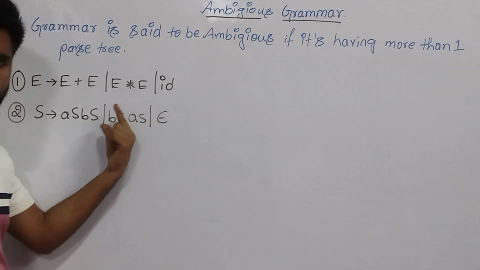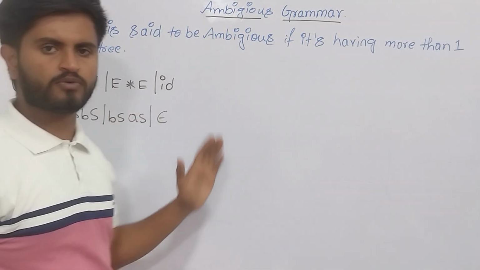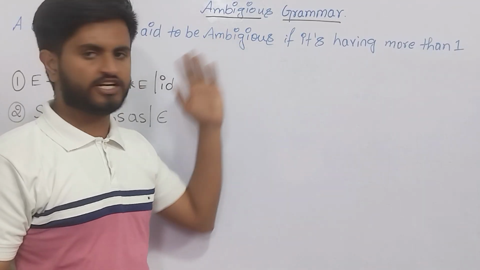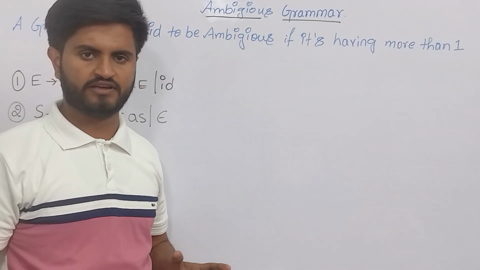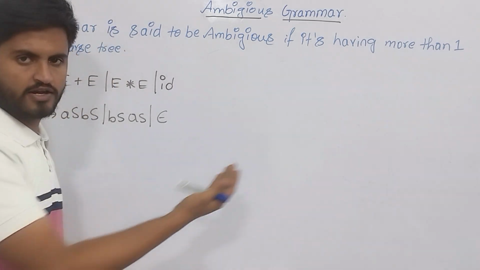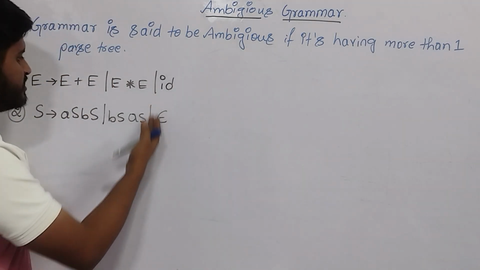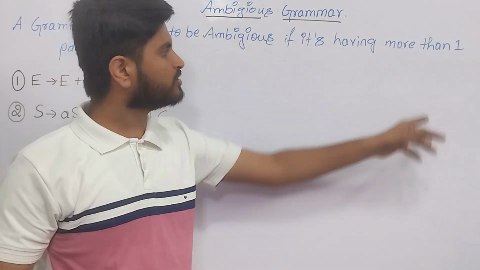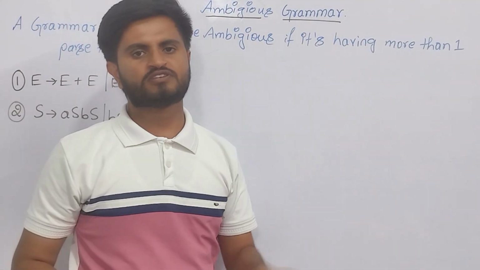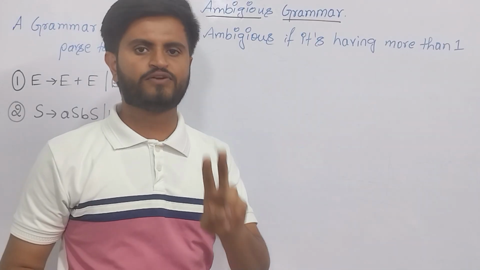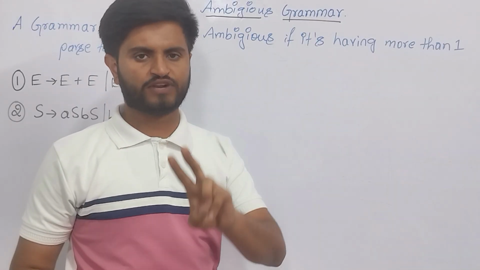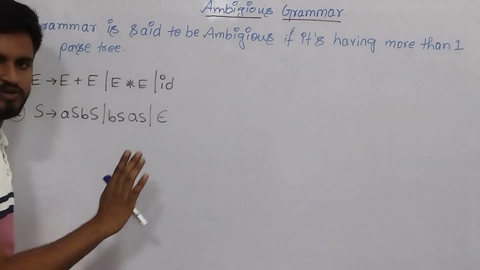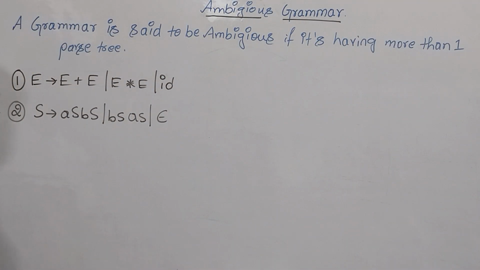So here we have two problems. If you solve these two problems completely, you will be ready to solve any problem related to ambiguous grammar in compiler design. It is the same as in the theory of computation itself. If you are successful in drawing more than one parse tree, that is, two different parse trees with two different strings, then you can call these grammars ambiguous grammars. So let's discuss one by one.